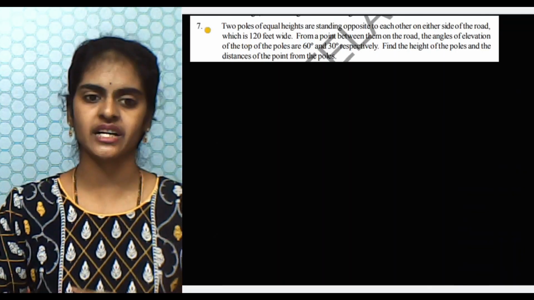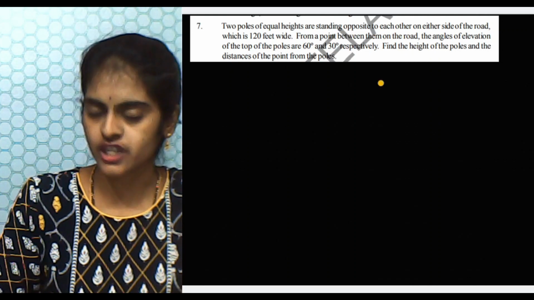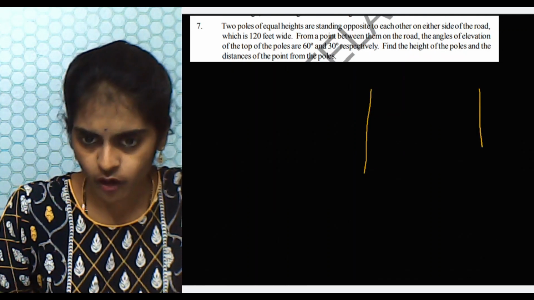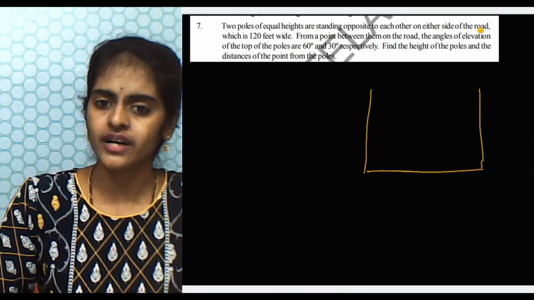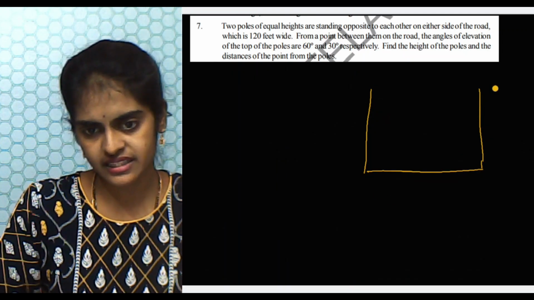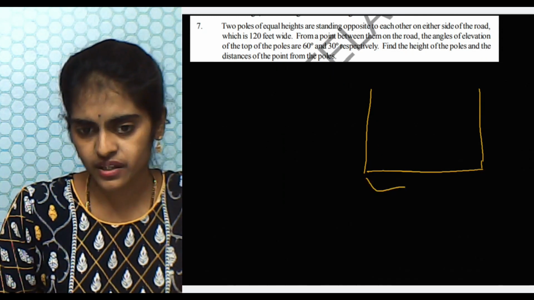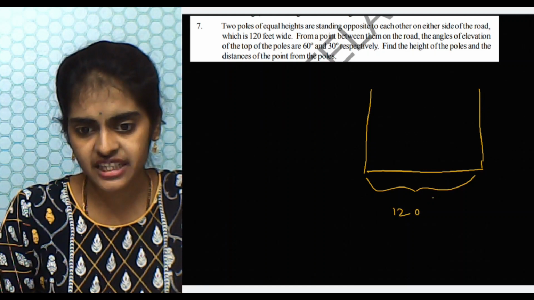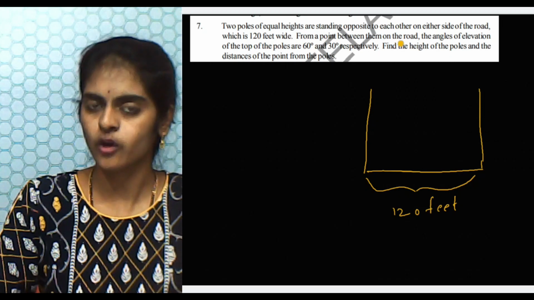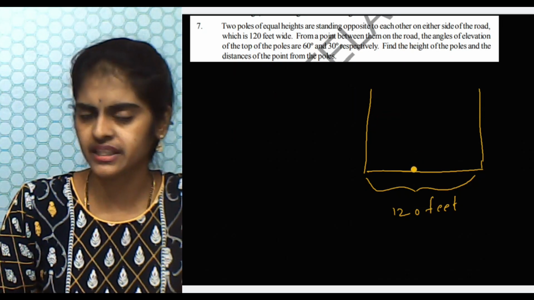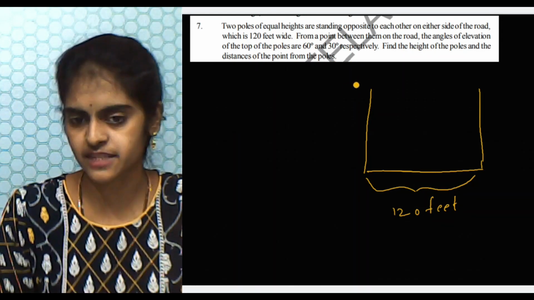So here in this question you can see two poles of equal heights are standing opposite to each other. So you have two poles of equal height standing opposite to each other on either side of the road. This is the road, this is one pole, this is the second pole, and the road is 150 feet wide. From a point between them on the road, the angle of elevation of the top of the poles are 60 and 30 respectively.